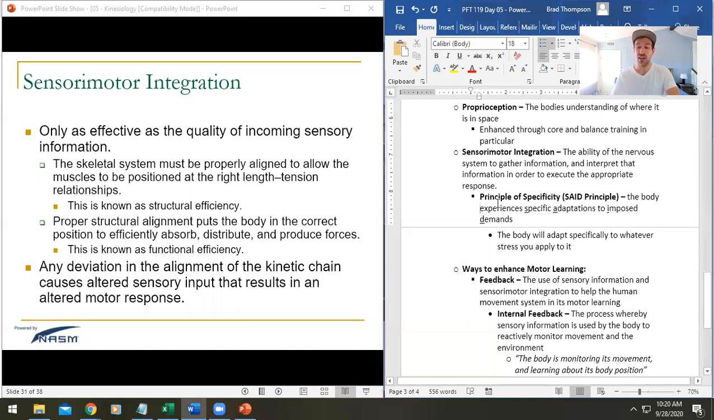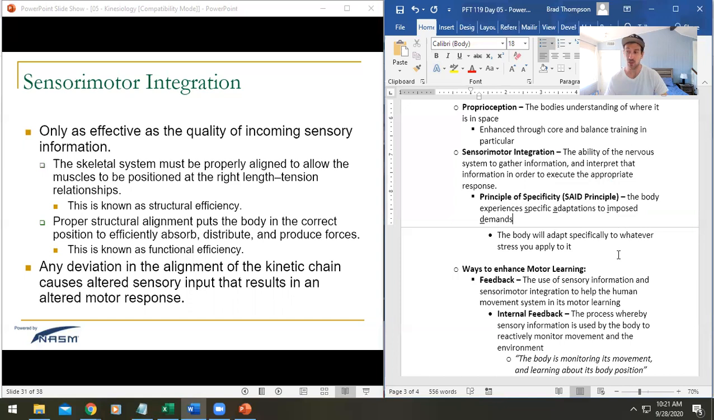And that's why I put this note down here. This is not actually part of the PowerPoint, but one of the things we always talk about in our program design classes is the principle of specificity, which is more commonly known as the SAID principle, because it stands for specific adaptation to imposed demands. Basically your body will adapt very specifically to whatever demand you place upon it.